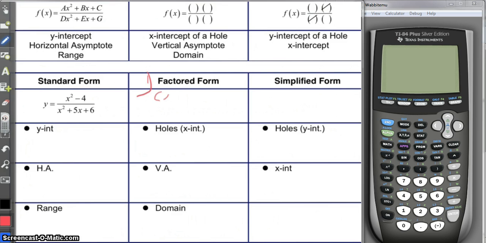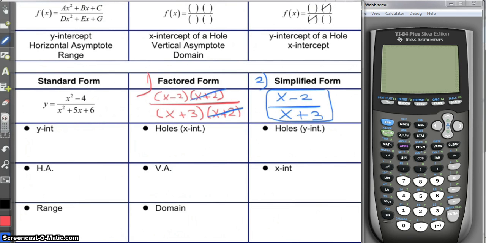So the top would factor to be x minus 2 into x plus 2, and the bottom would be x plus 3 into x plus 2. Again, this is going to be your factored form. After you factor the top and the bottom, you move on to the second step, which is to simplify it. As you can see, there's an x plus 2 on the top and x plus 2 on the bottom. So my simplified form is going to be x minus 2 over x plus 3.